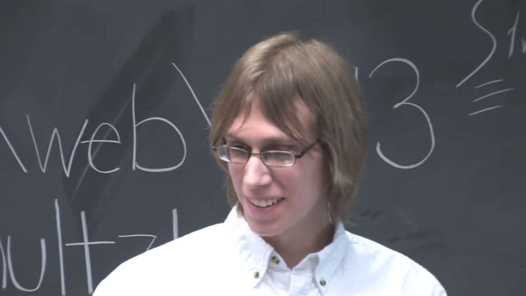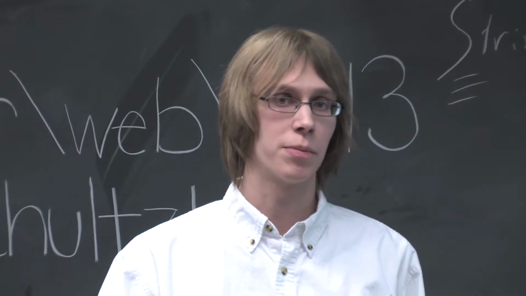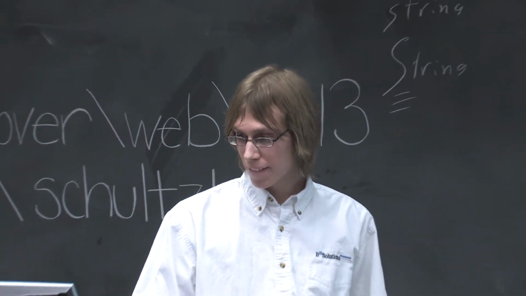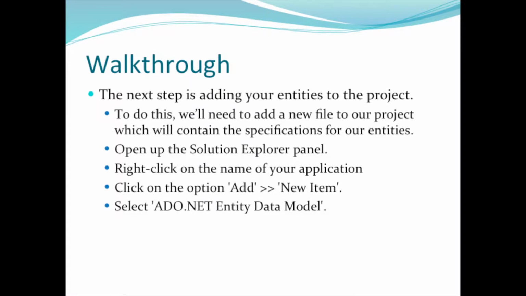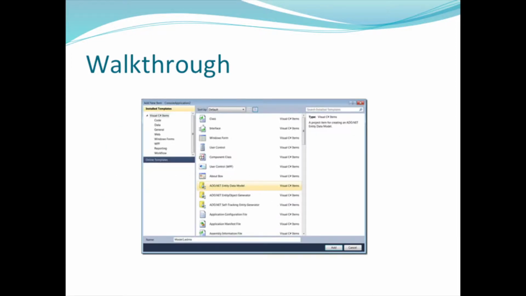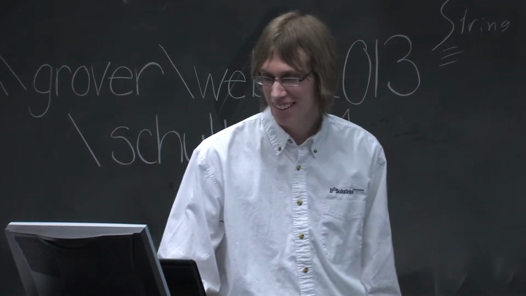All right. After you've created your C# application, just fire up the Program.cs, go into the Main. The next step is adding the entities to your project. To do this, you just need to create a new file. So right-click on the project itself in the Solution Explorer, and just add a new item. When the list comes up, select ADO.NET Entity Data Model. Kind of hard to see on this screenshot.